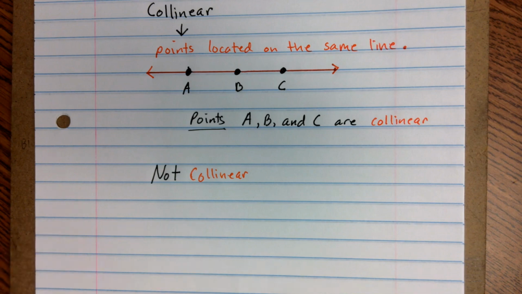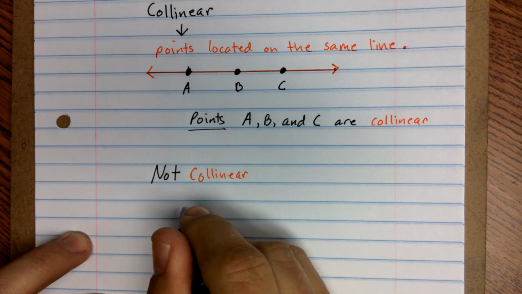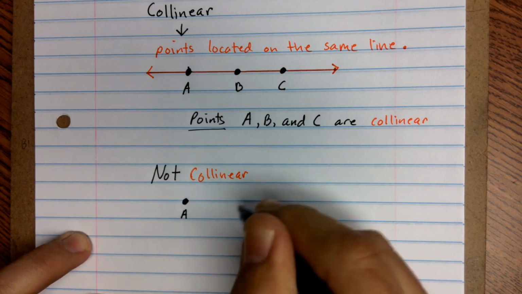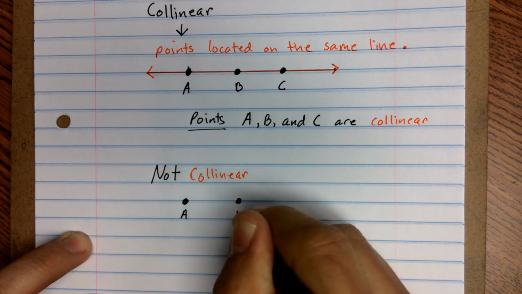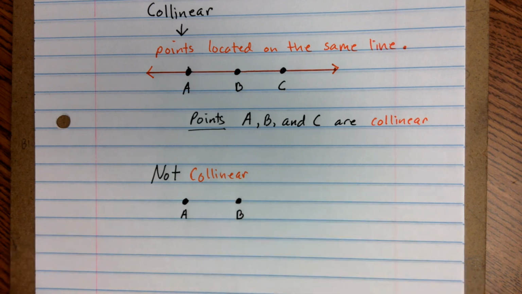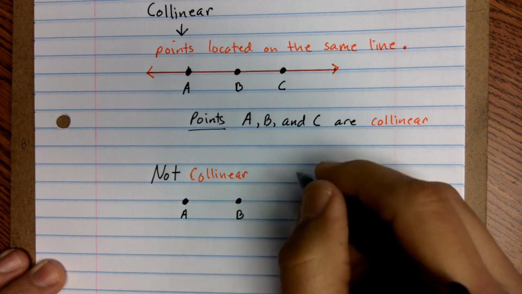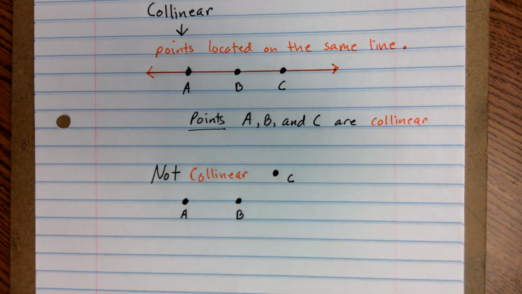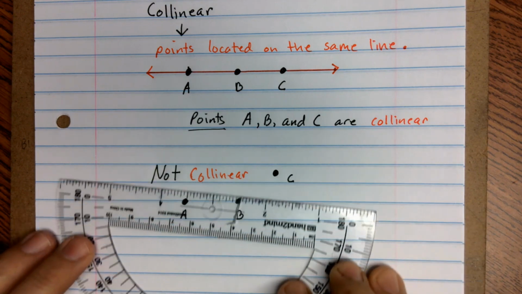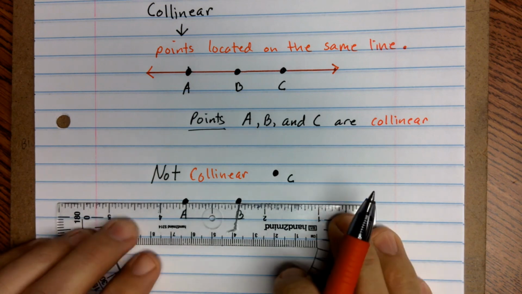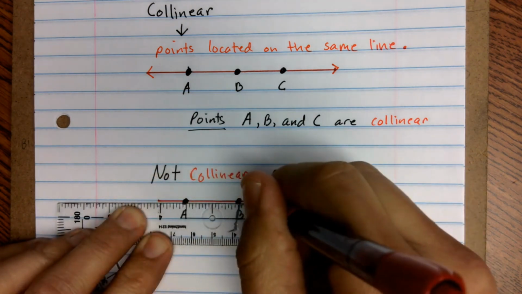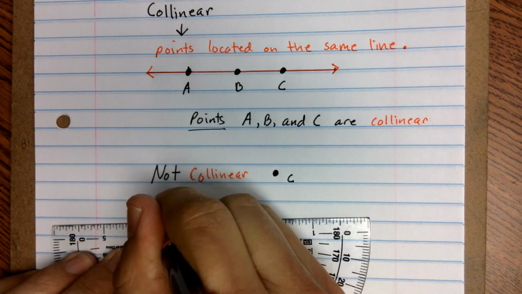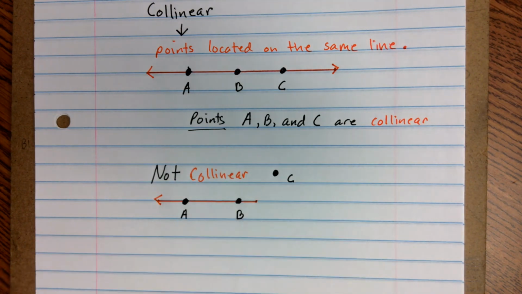So for instance, let's go ahead and I'm going to put a couple points, and I'm going to put A once again, I'm going to put B once again, but now I'm going to change the way this looks. I'm going to come up here and put a point right up here, and I'm going to call that one C. So I'm going to draw my line now. So let me go ahead and get my protractor. And I'm going to go ahead, set an arrow there.